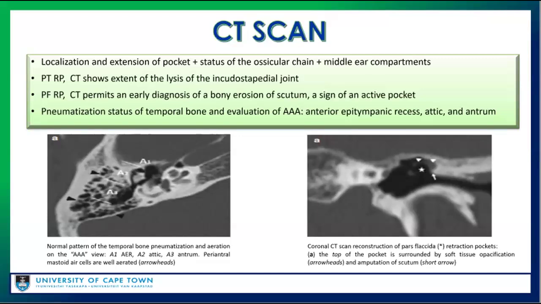The pneumatization status, as well as the aeration status of the middle ear, can be ascertained, and we can evaluate the AAA view. The image on the left here shows, labeled A1, the anterior epitympanic recess, between A1 and A2, the attic, and between A2 and A3, the antrum. The image on the right here shows scutum erosion. The arrows show evidence of soft tissue opacification, and the star shows a pars flaccida retraction.